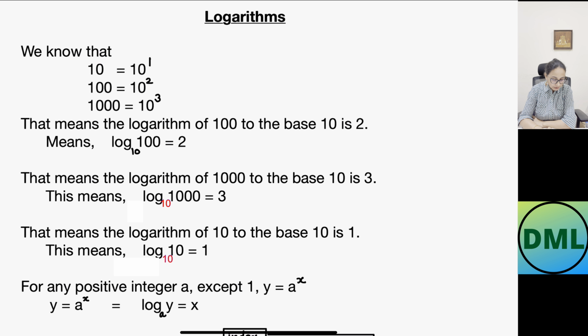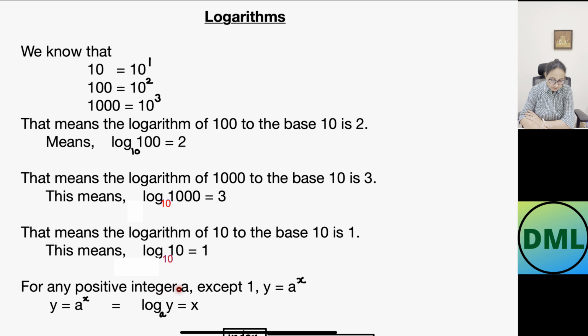Logarithms. We know that 10 can be written as 10 to the power 1. 100 can be written as 10 squared. 1000 can be written as 10 cubed. This means that the logarithm of 100 to the base 10 is 2. This means that log base 10 of 100 is 2. The logarithm of 1000 to the base 10 is 3. The logarithm of 10 to the base 10 is 1.